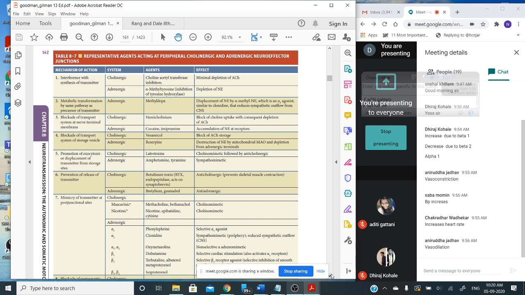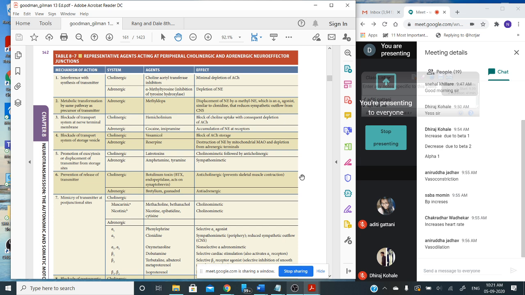There are agents, for example choline acetyltransferase inhibitors. They will cause minimal depletion of ACh. Why is there minimal depletion? Because ACh is again basically taken back. But if it is adrenergic, there is alpha methyl tyrosine, and because of alpha methyl tyrosine, it causes depletion of noradrenaline. So wherever there is hypertension, or conditions where there is more activity of noradrenaline or adrenergic activity, that drug can be active.